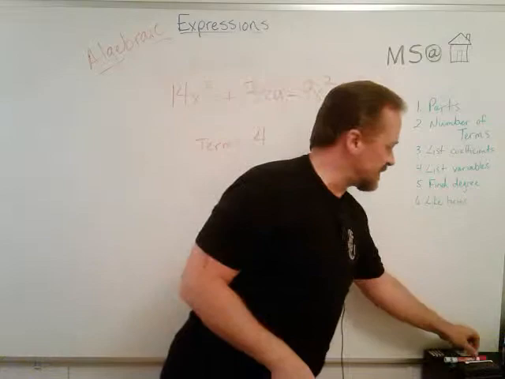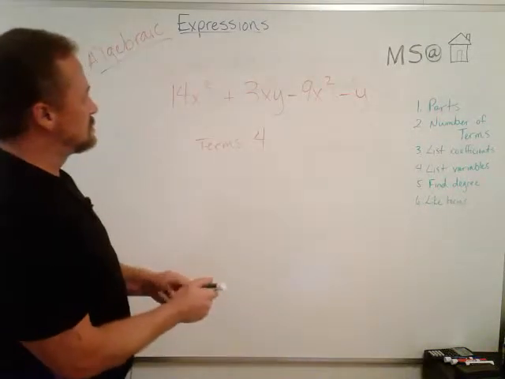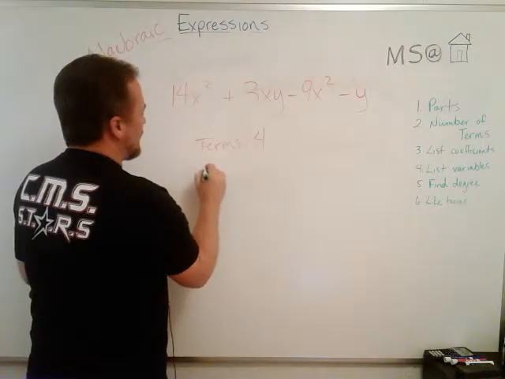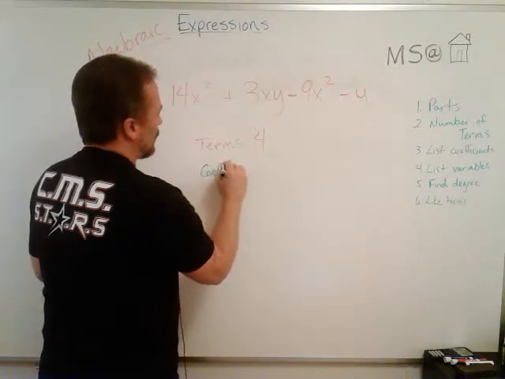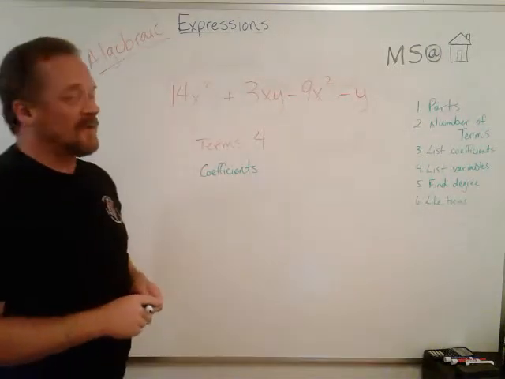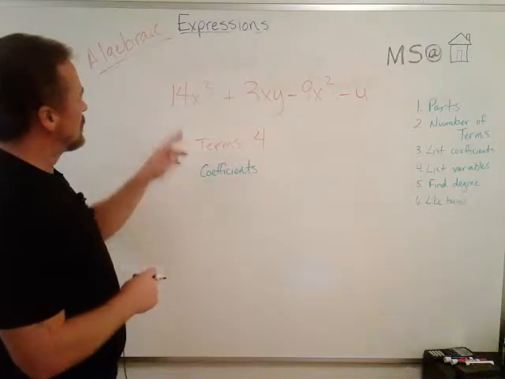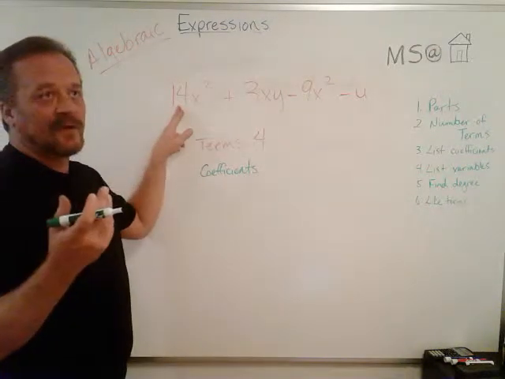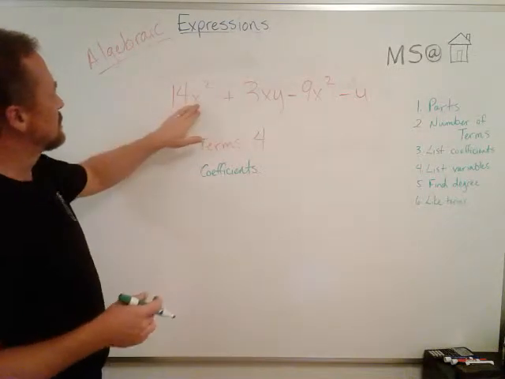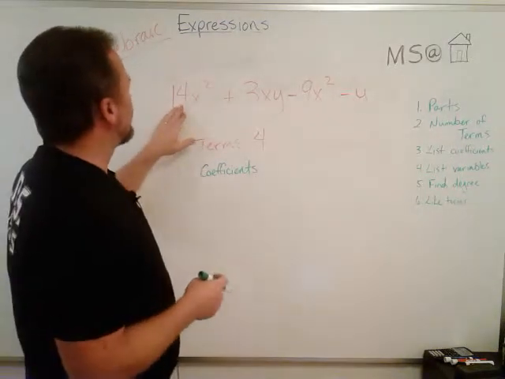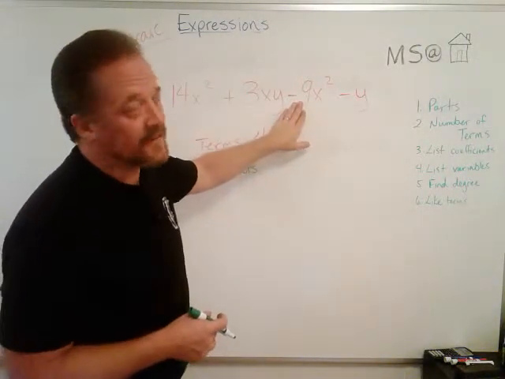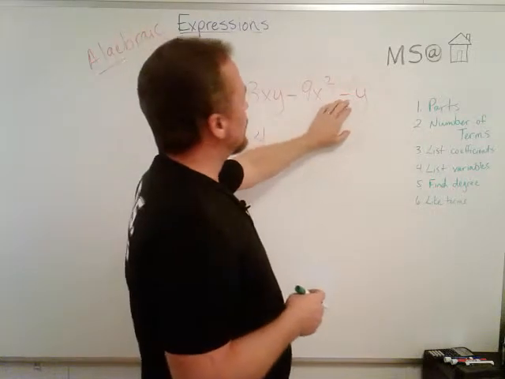Can you list the coefficients? The reason I picked this expression is because it's going to be a little tricky. How many are there? Here's one. Remember, it's anything that's stuck to or being multiplied or divided around next to a variable. Here's one, 14. Here's one, 3. Here's one, -9. And what's going on over here?